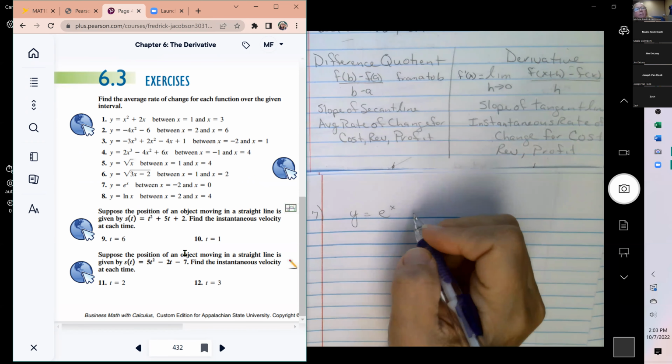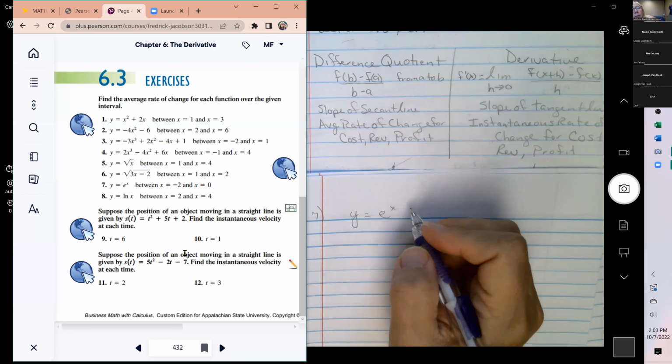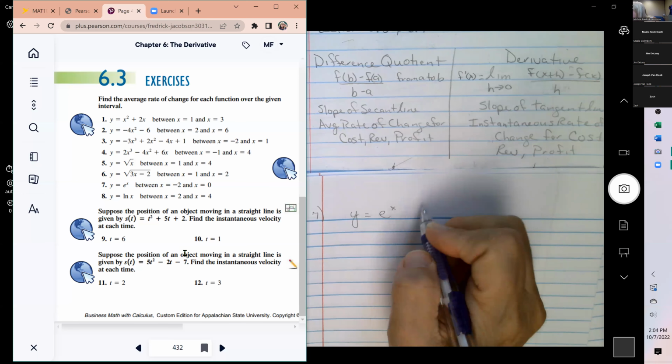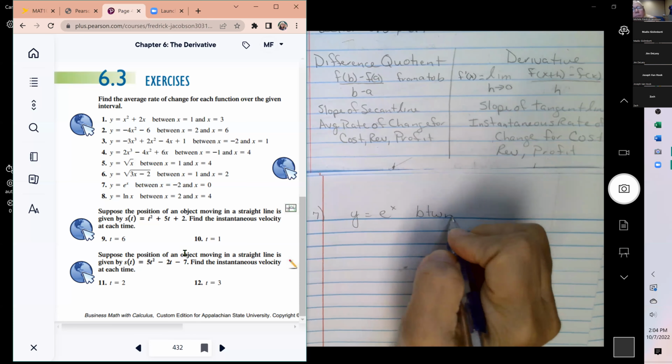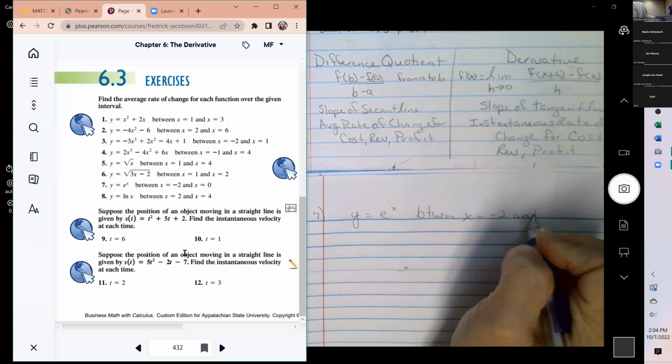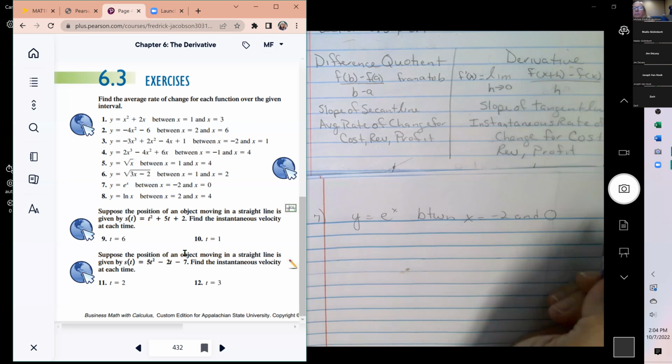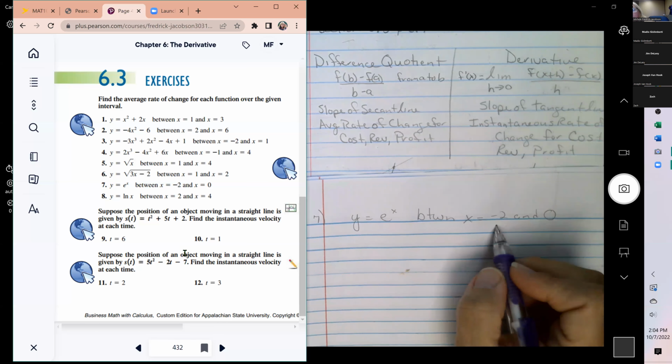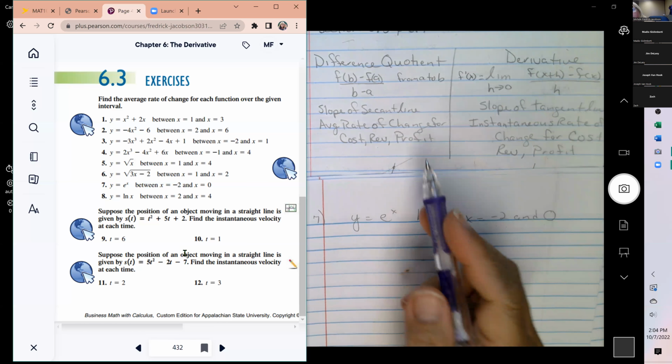So it says find the average rate of change for each function over the given interval. Y equals e to the x between -2 and 0. So these are our two x values. We need to find the y values.